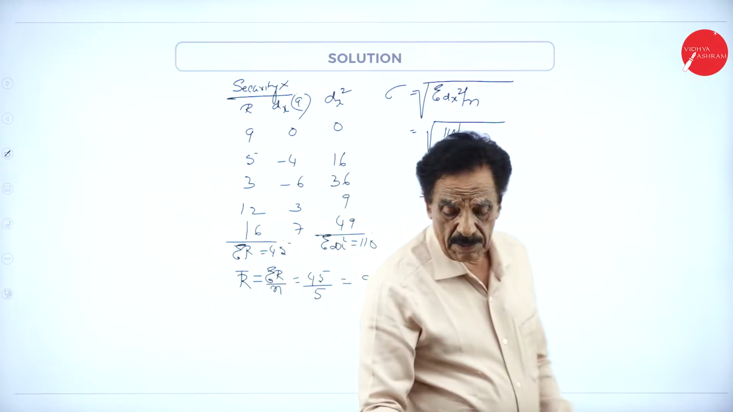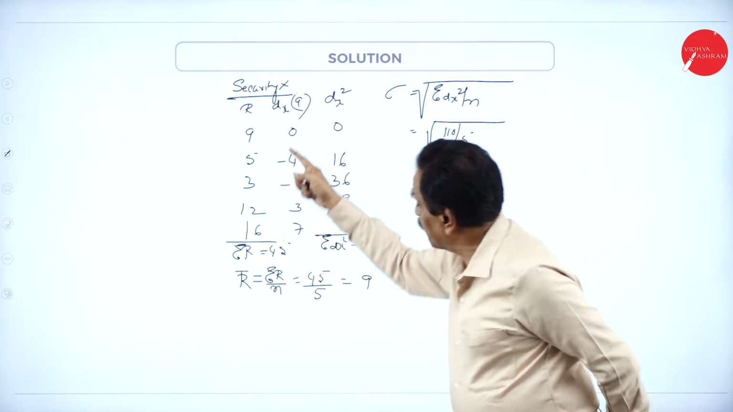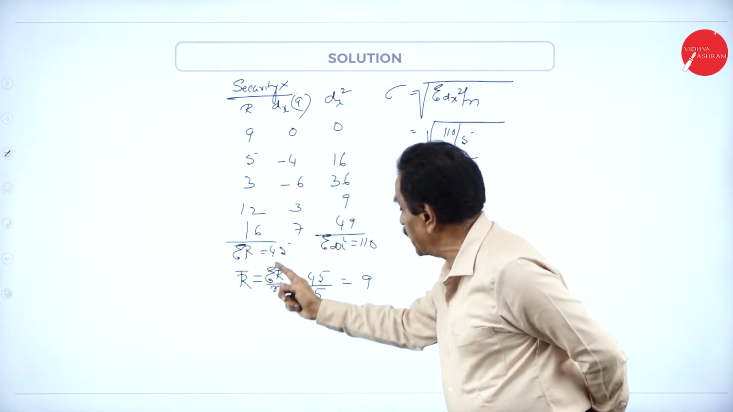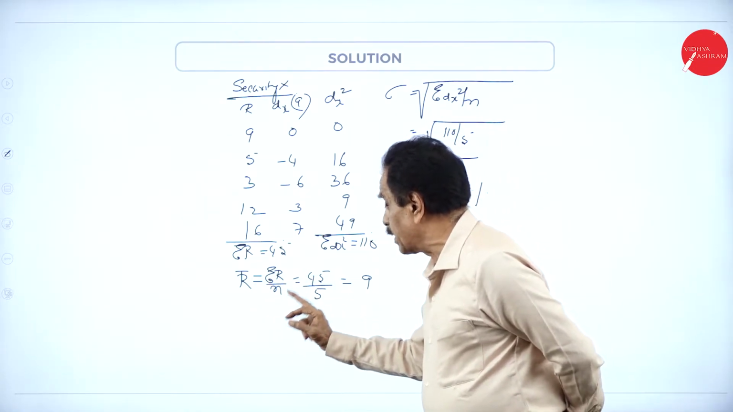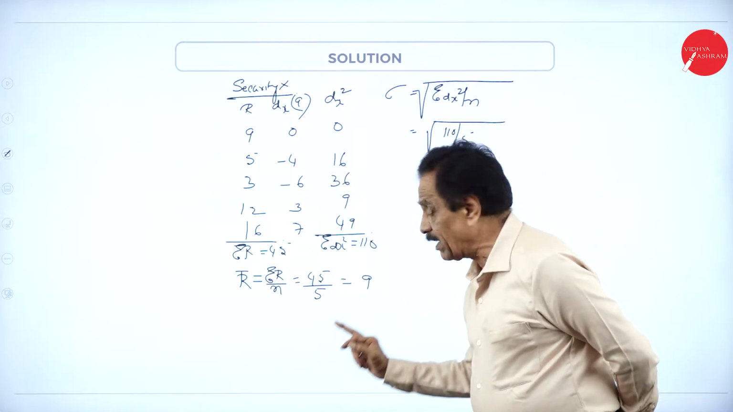So this is a way. How is it done? First, add the figures. It is 45. Take the R mean. R mean is equal to sigma R divided by N. 45 divided by 5 is 9.